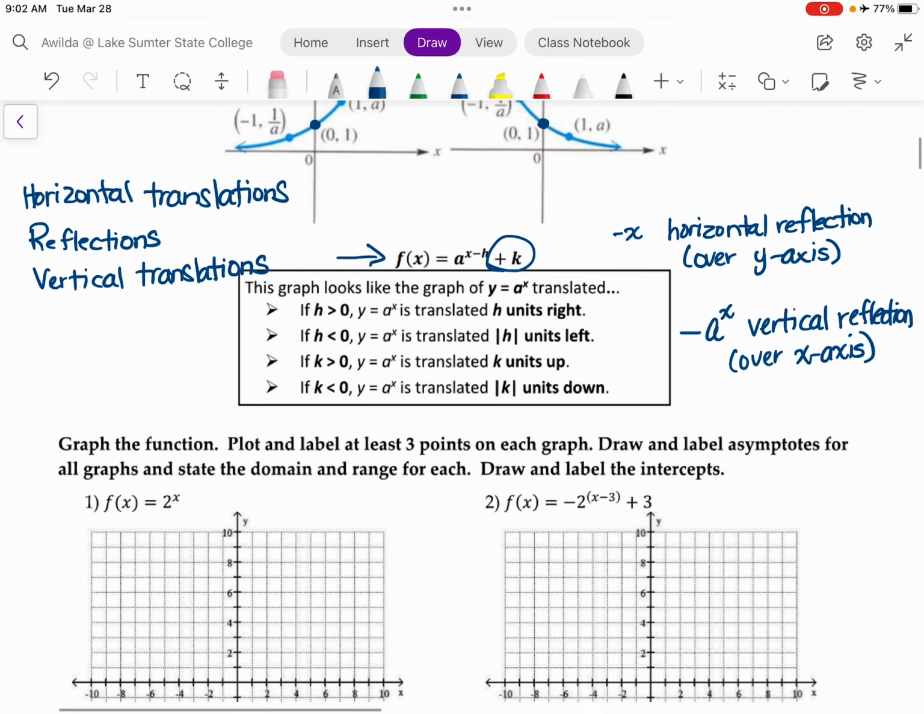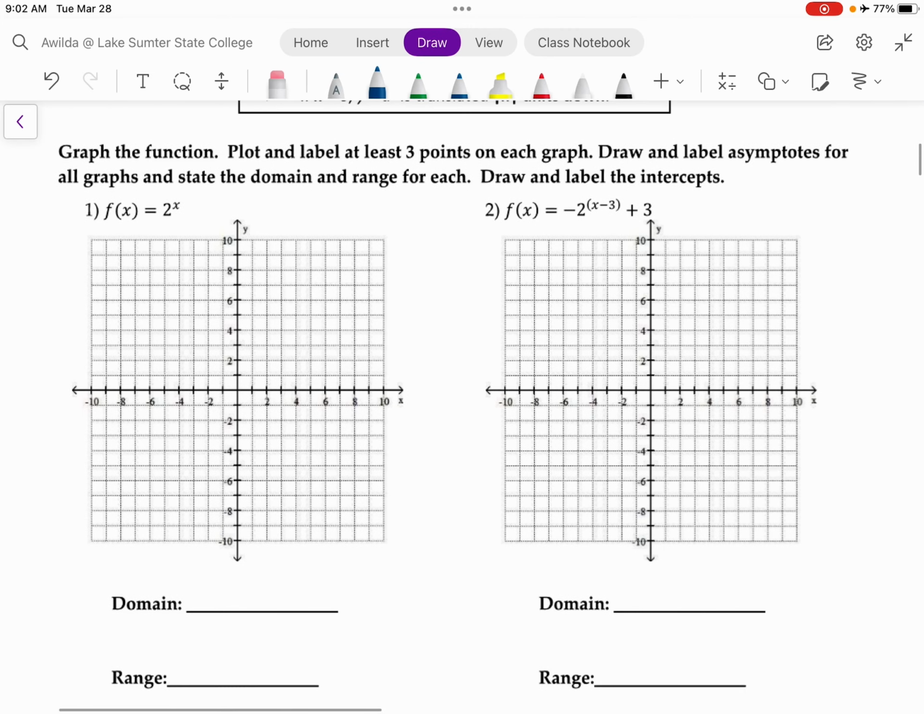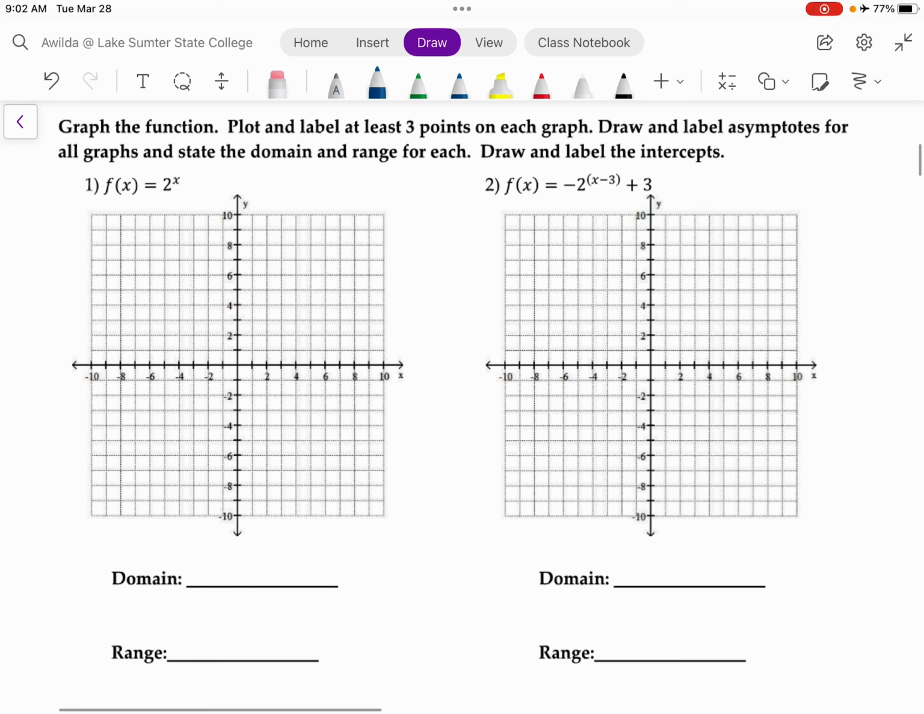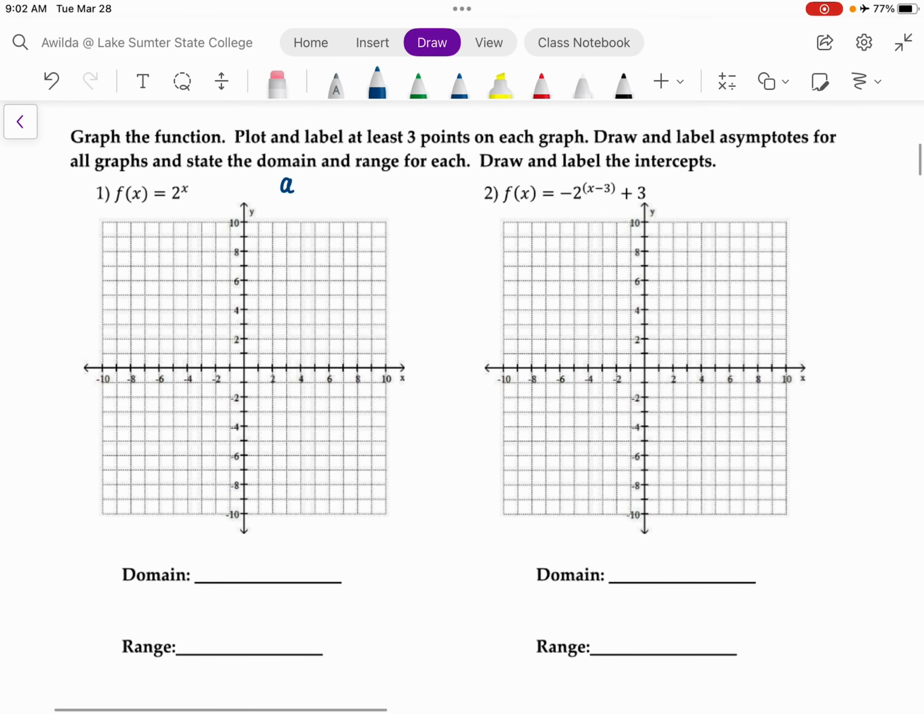All right, let's take a look at the following two examples. First, we have the parent function f of x is equal to 2 to the x power. Here, a is equal to 2, so a is greater than 1, so we expect the graph to increase from left to right, and it will. Let's do a quick table of values so that we can figure out how to plot some guiding points.